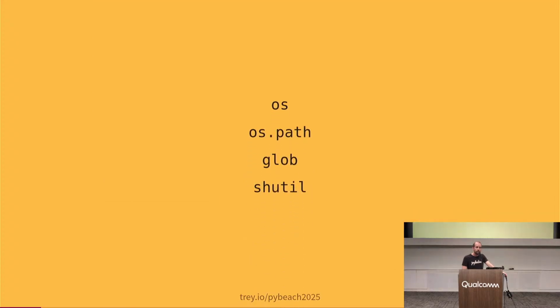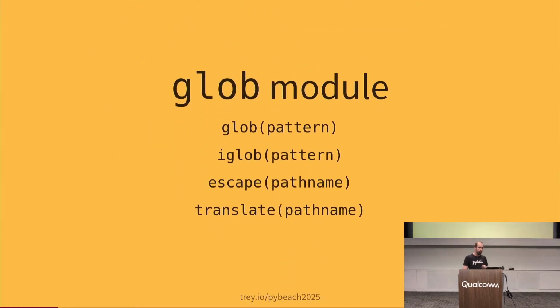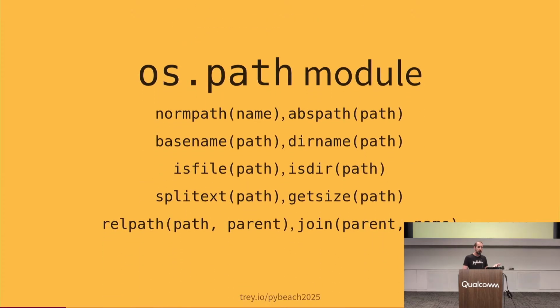When we need to work with file paths, there are 4 standard library modules that we might reach for: os, os.path, glob, and shutil. The shutil module has a bunch of high-level file-related stuff, including 7 different functions for copying files and directories. The glob module is much simpler. There's iglob, glob, and 2 other functions. The os.path module is for manipulating file paths, splitting paths apart, joining them together, and generally asking questions of file paths. The os module is a bit more complex.